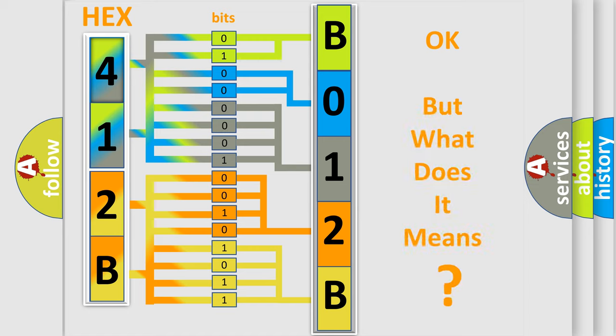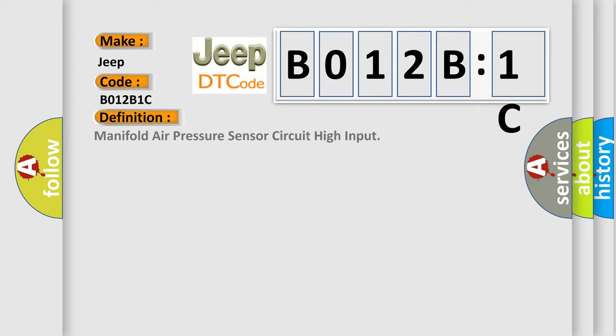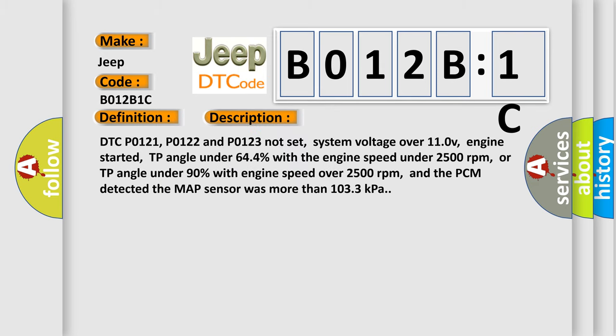The number itself does not make sense to us if we cannot assign information to what it actually expresses. So, what does the Diagnostic Trouble Code B012B1C interpret specifically for Jeep car manufacturers? The basic definition is manifold air pressure sensor circuit high input. And now this is a short description of this DTC code.